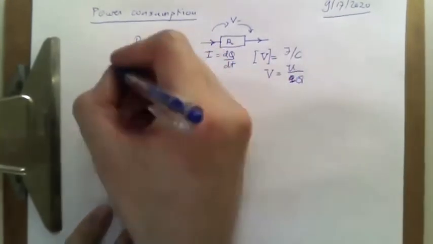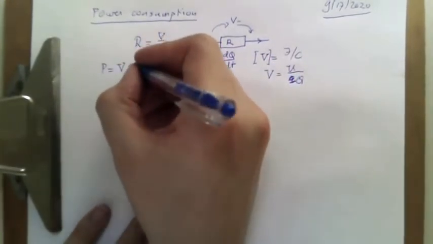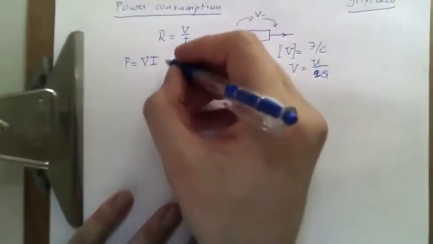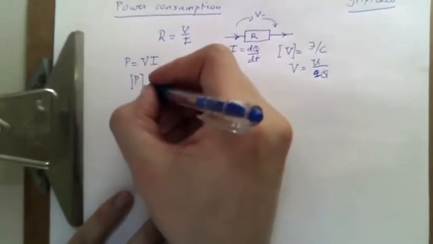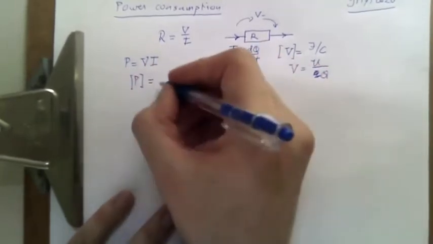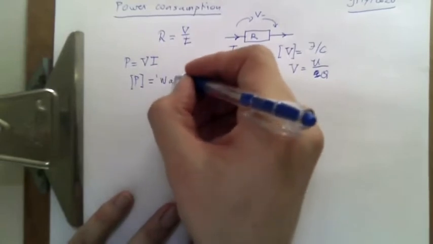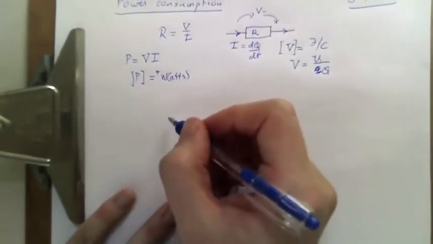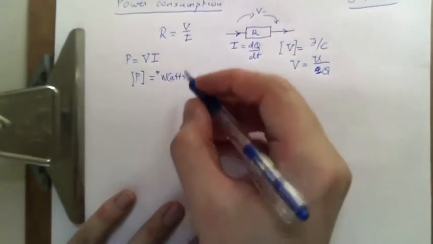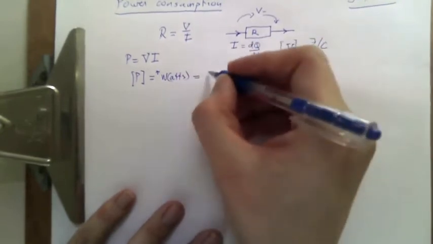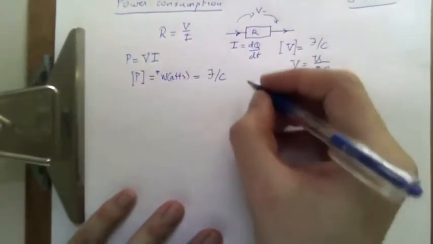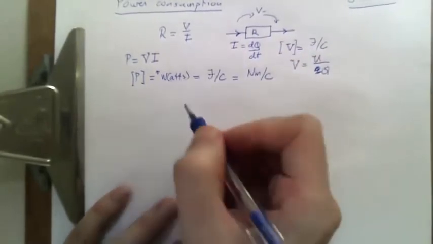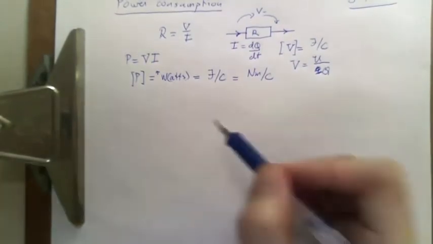So the product of those, P equals V times I, is going to be the power loss, and its units will be watts. And watts has another unit, it's joules per second, or if you want to do Newton meters per second. But watts are the thing to talk about.